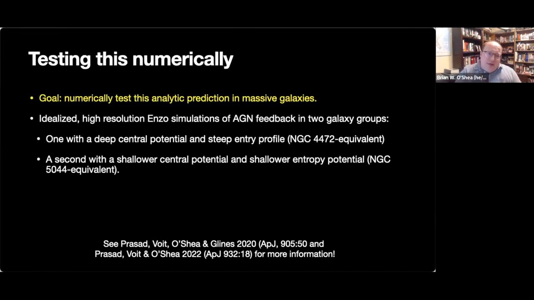And then a second simulation of a galaxy with a similar mass, but a shallower potential well and a shallower entropy profile, I should say. What that means is you expect there to be a lot more gas close by to the galaxy, and thus available to feed the supermassive black hole.